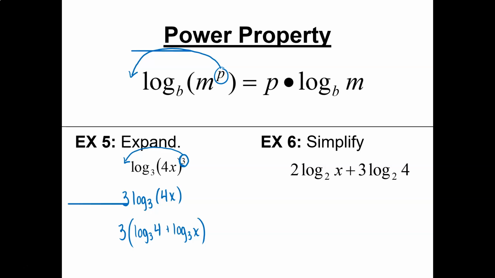All right, 6. Here we've got these coefficients and we're asked to simplify. So we're going to pull them back in as exponents. So we will have log base 2 of x squared plus log base 2 of 4 squared. I'm sorry, not 4 squared. That was 3.